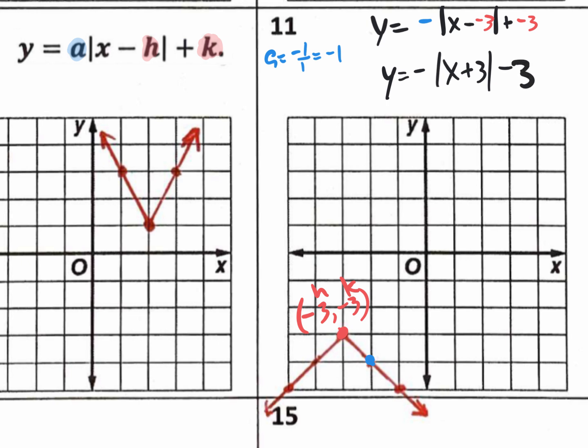So it really does work out where, on the other side of this worksheet, when I said graph this, you would have to think opposite on h. The h is the opposite of what you see here, which is negative 3, not positive 3.